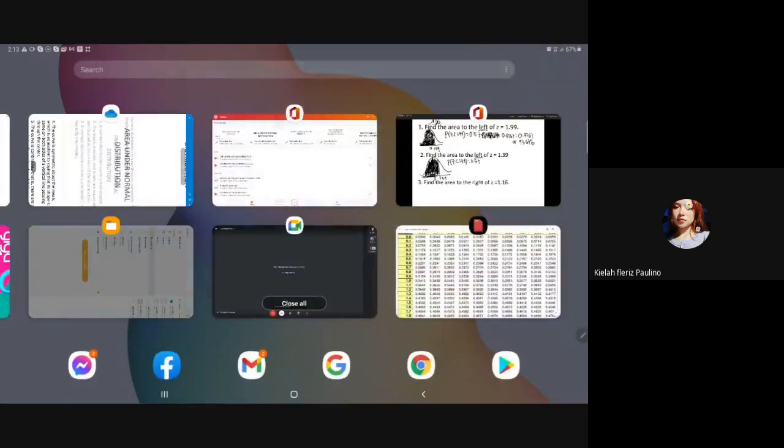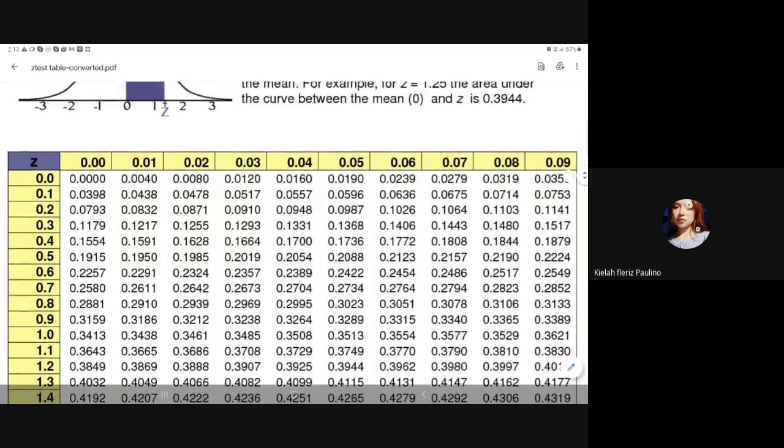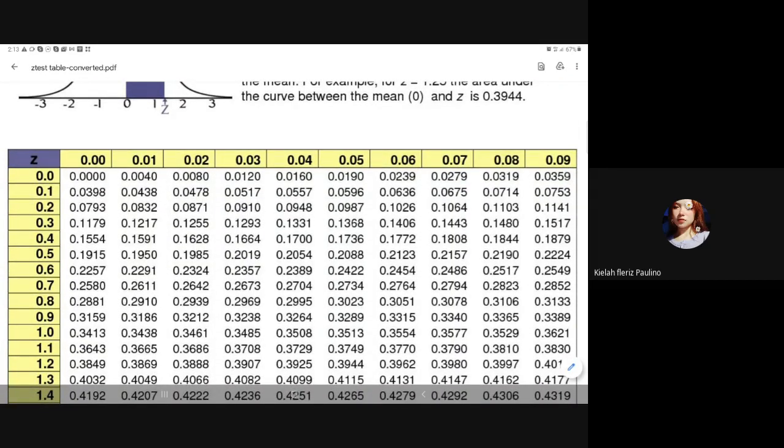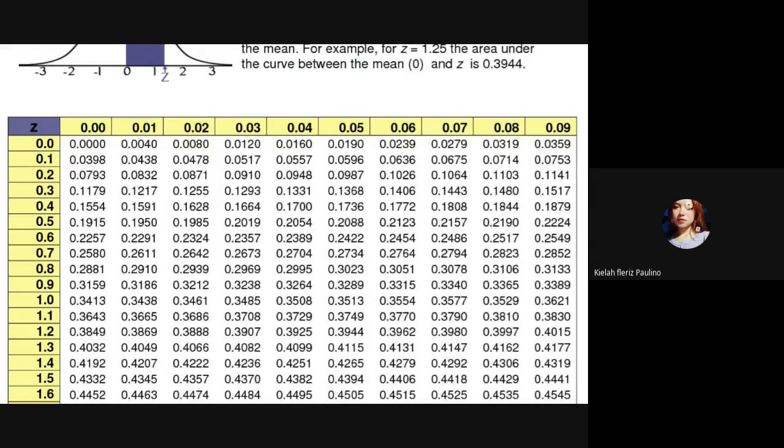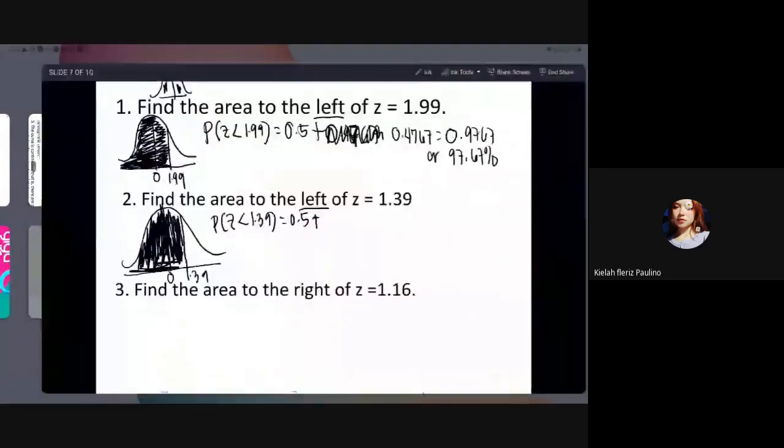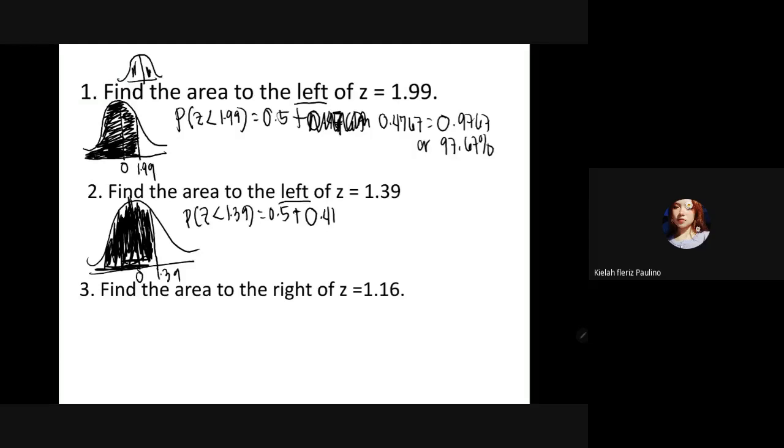So 1.39, you look at the table. 0.4177, that's correct, Shaina. So this will be 0.4177. If you add 0.5 and 0.4177, that is 0.9177 or 91.77%. So I have two options there, whether to write the final answer as decimal or percent, because I don't know whether the final exam will use percent or decimal.